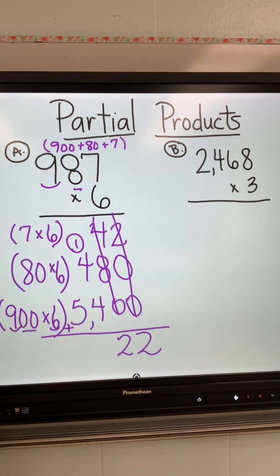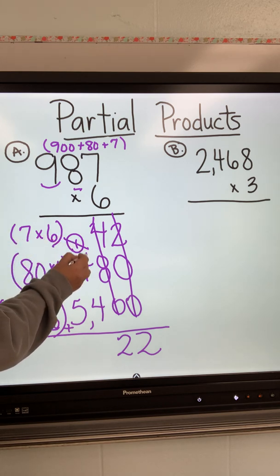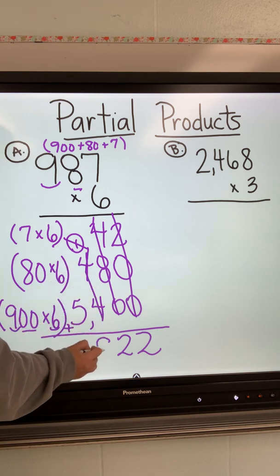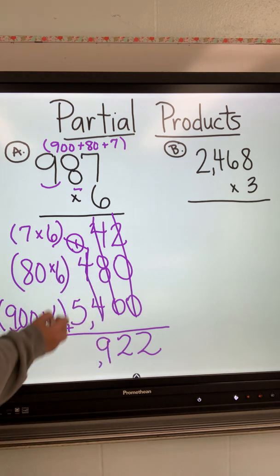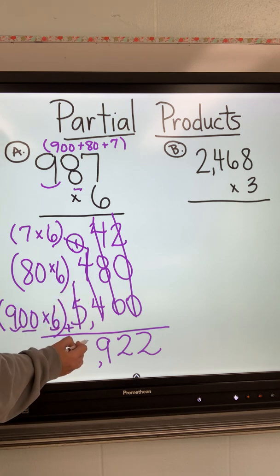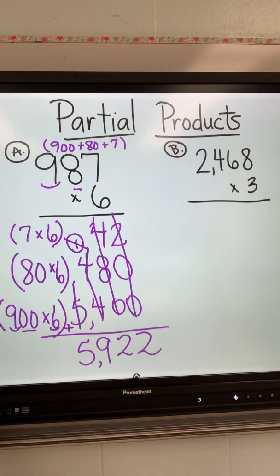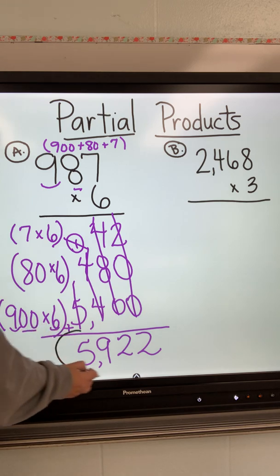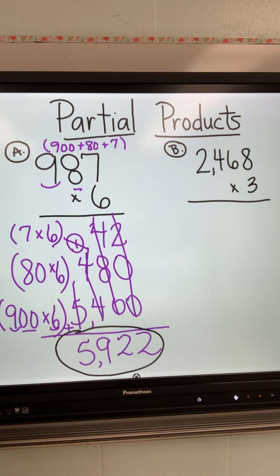I circle that 1 so I know that I've got to add it. I don't want to forget it. And then I will add 1, 4, and 4, which is 9. Place my comma, and I have nothing to add to 5. So I bring the 5 down. My product for 987 times 6 is 5,922.